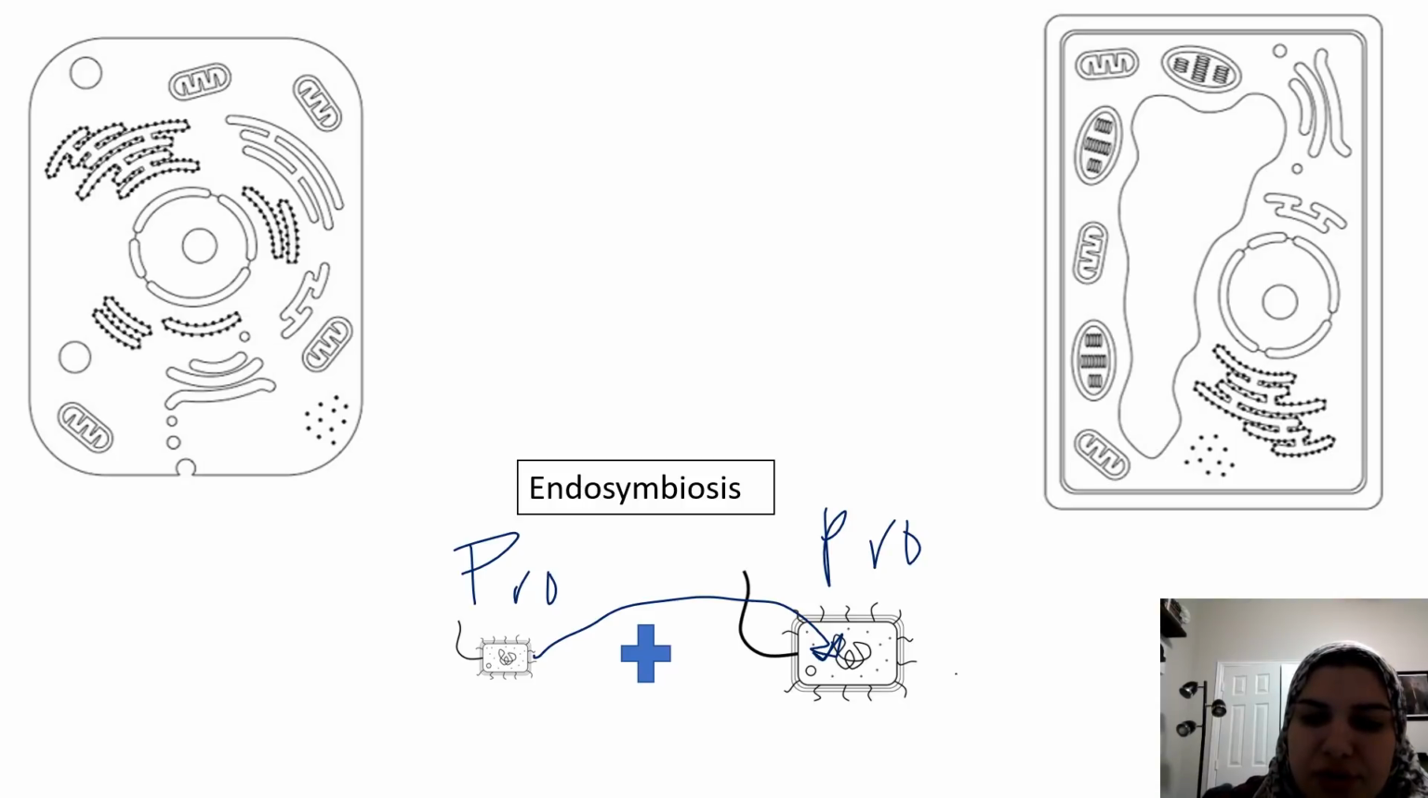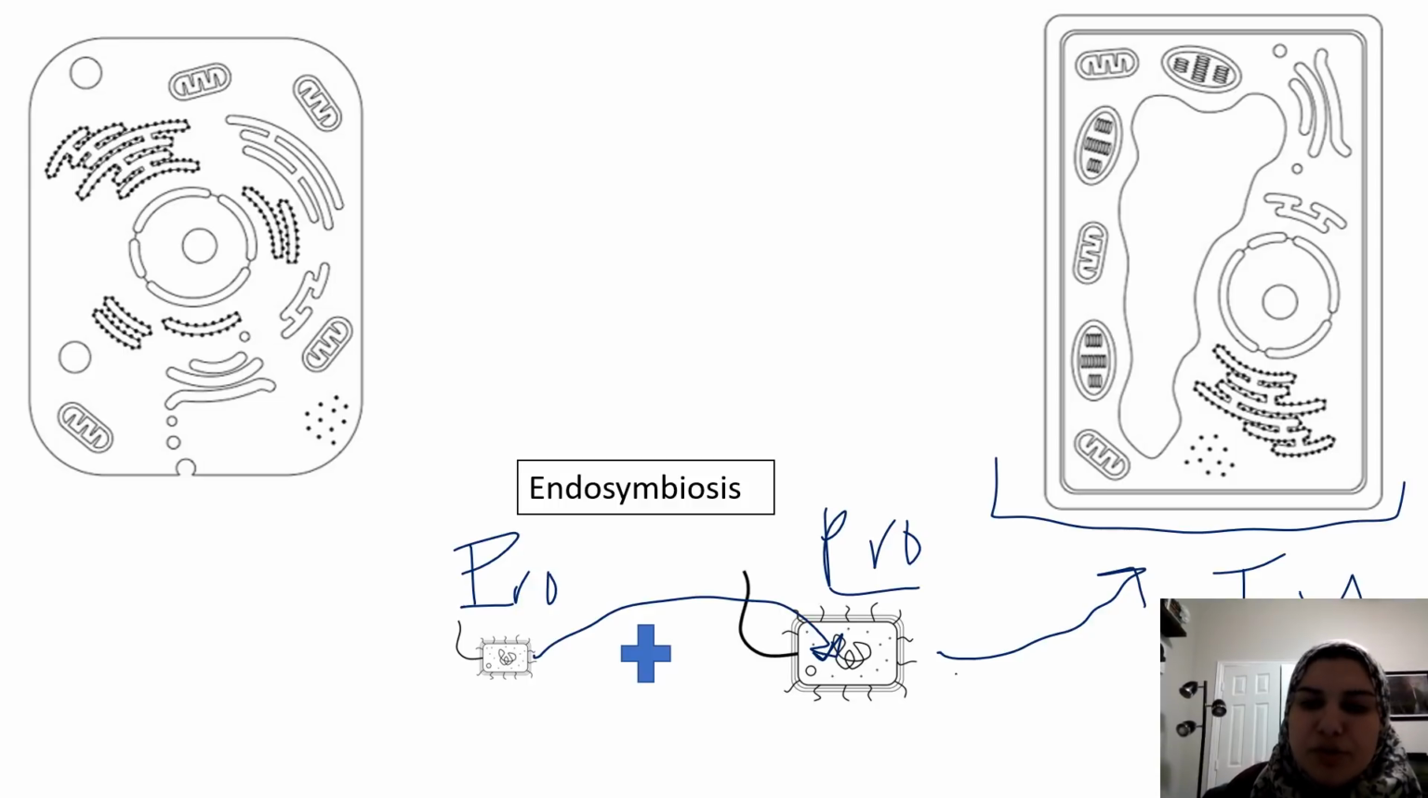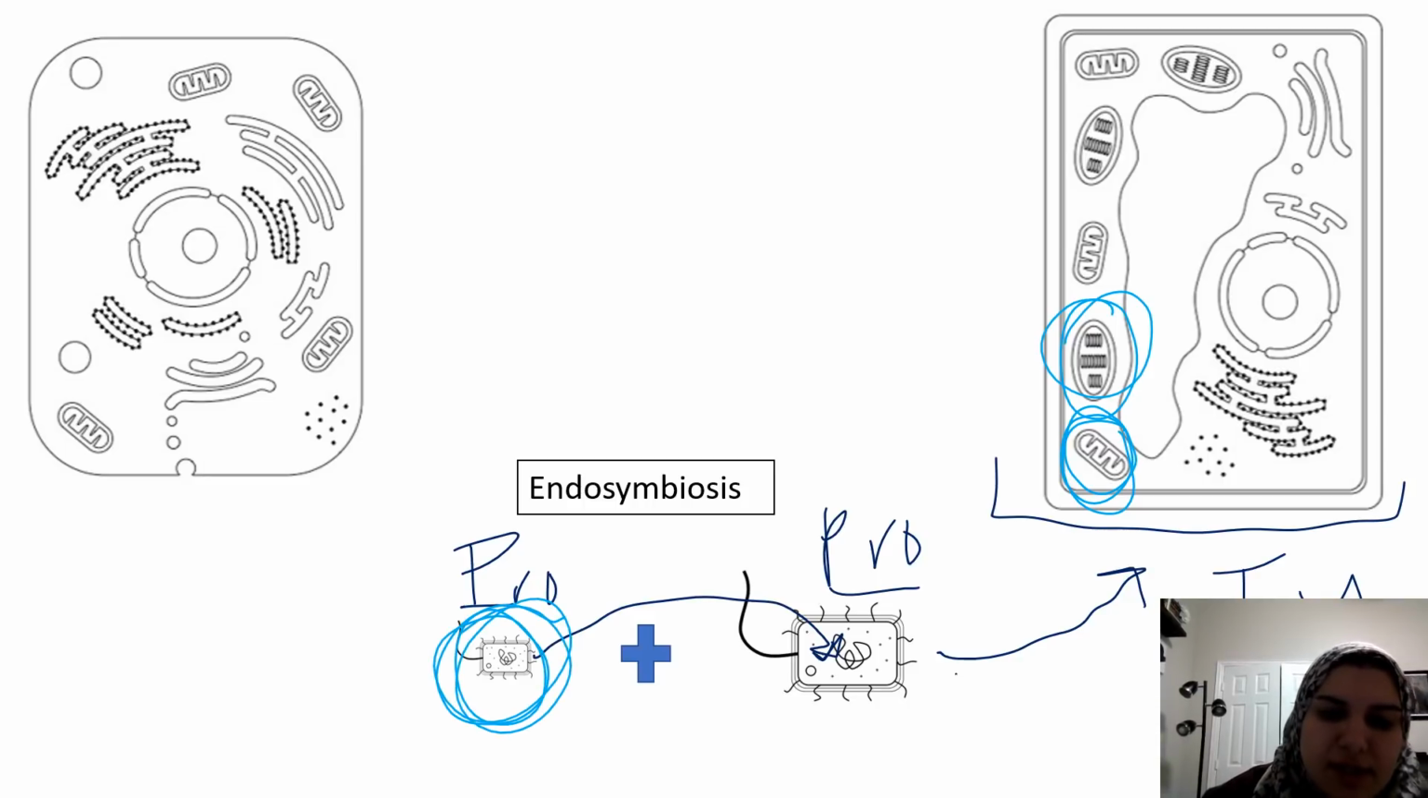After hundreds and thousands of years of that kind of relationship continuing, we ended up getting a totally new kind of cell called a eukaryotic cell. So the theory of endosymbiosis says pro plus pro gave me you. We say today that organelles like the mitochondria and the chloroplast used to be tiny prokaryotic cells.